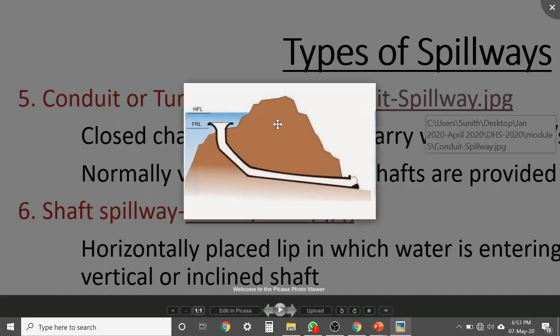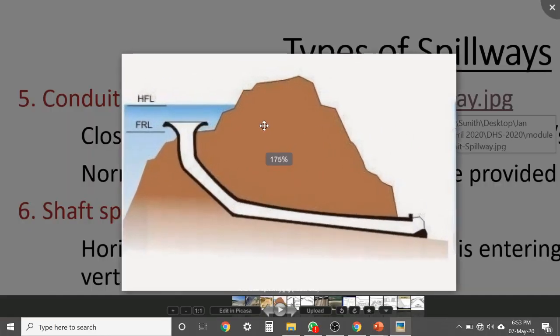Let's see the figure of a conduit spillway. See, this is the high flood level, and this is the water level, and this is the conduit spillway provided. You can see that it is a closed tunnel shaped structure used to carry water from upstream to the downstream of a dam.